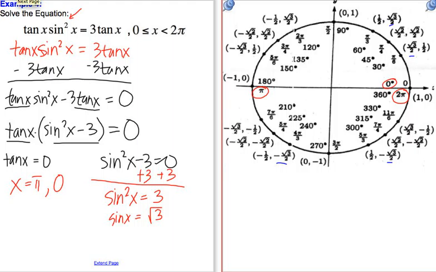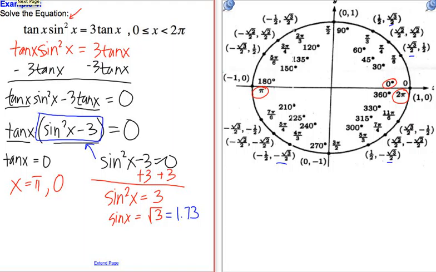Sine of x equals square root of 3. When will sine be equal to square root of 3? The answer is never. Sine can never be more than 1, and square root of 3 is about 1.73. Sine can never be greater than 1. So there is no solution to this half of the equation, which means that there is no way to get 0 from this expression, sine squared minus 3.